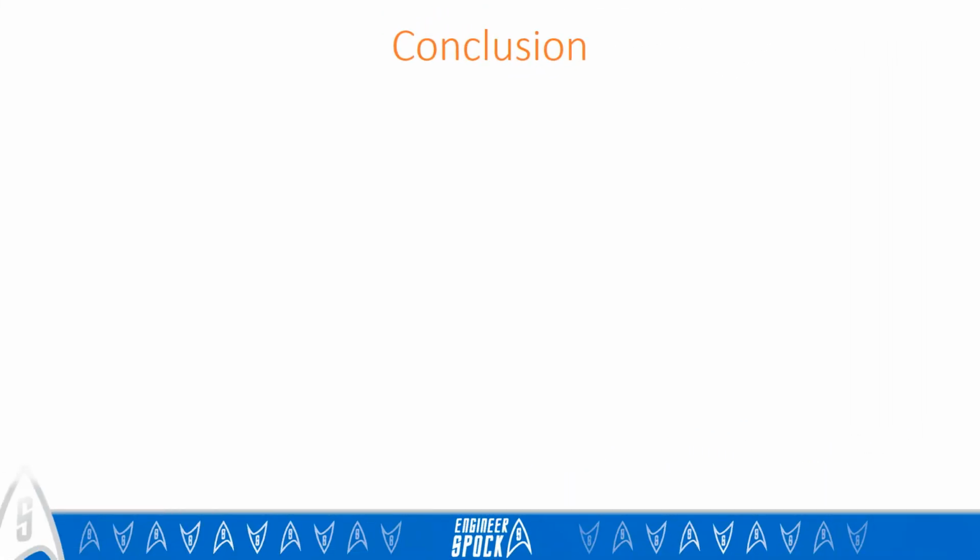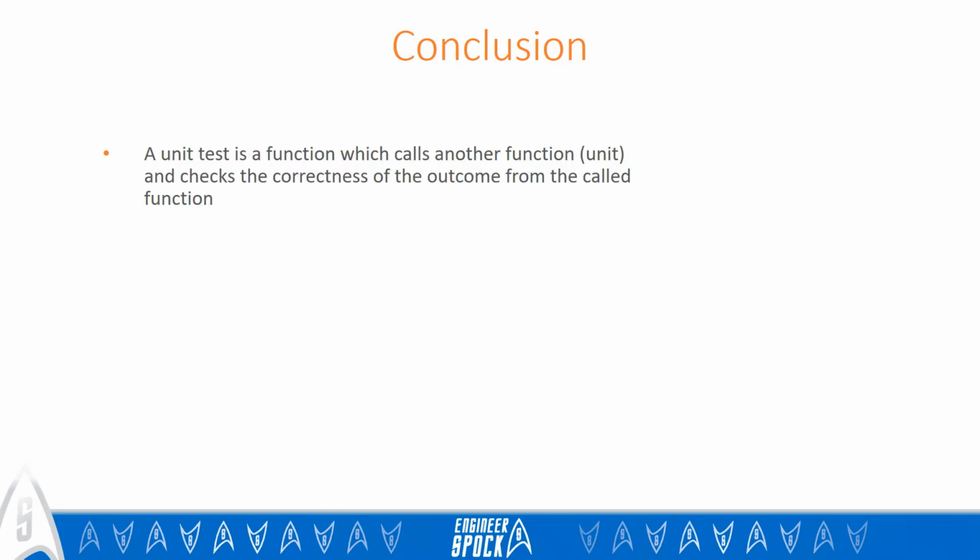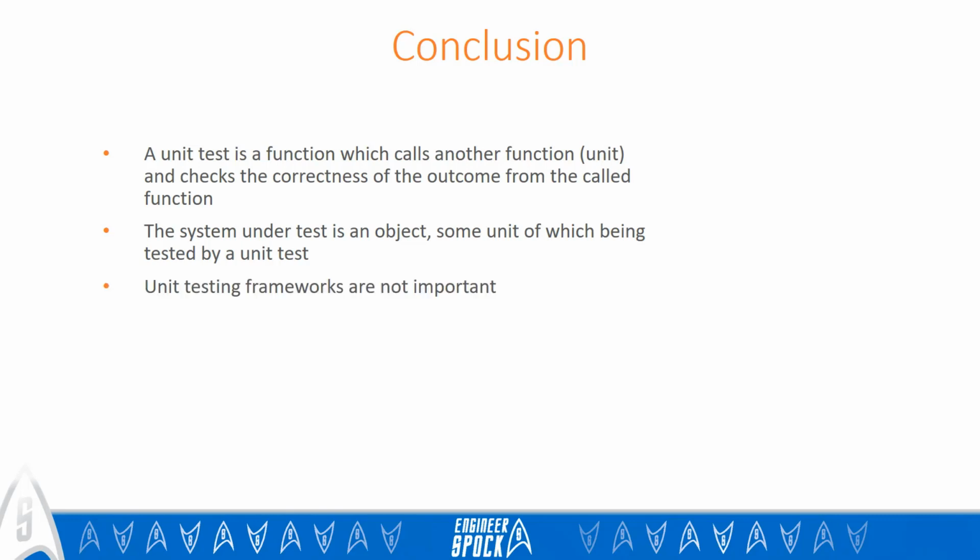In this section, you learned that a unit test is a function which calls another function, a unit, and checks the correctness of the outcome from the called function. The system under test is an object which contains a unit being tested by a unit test. A particular unit testing framework is not relevant from the perspective of writing valuable unit tests. Unit testing frameworks are very similar to each other.